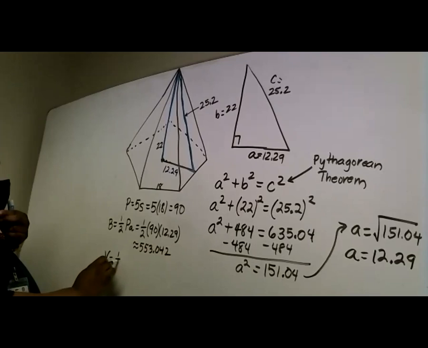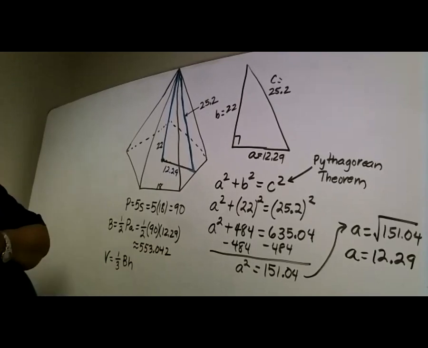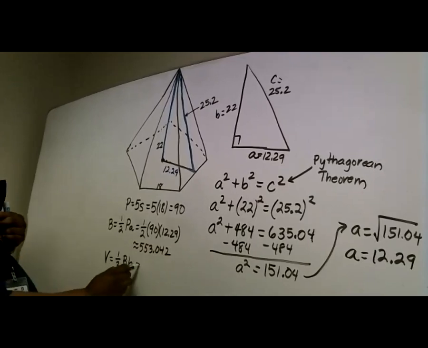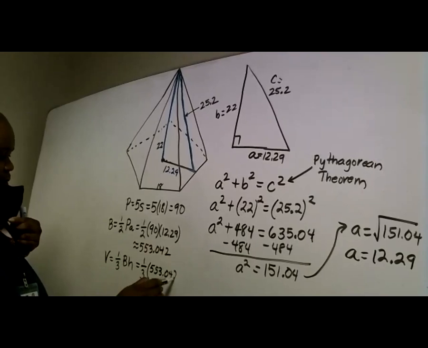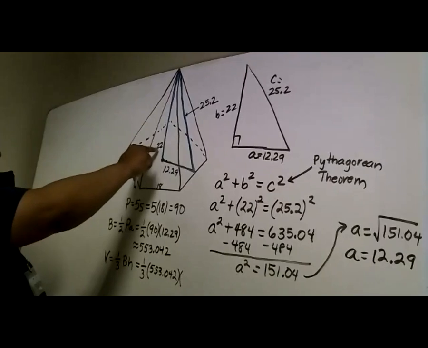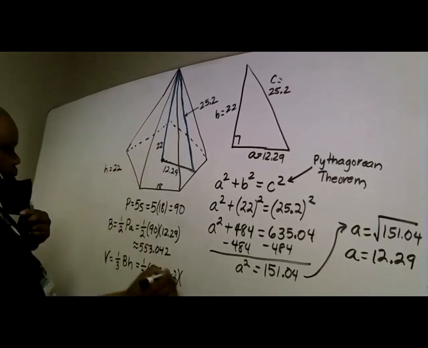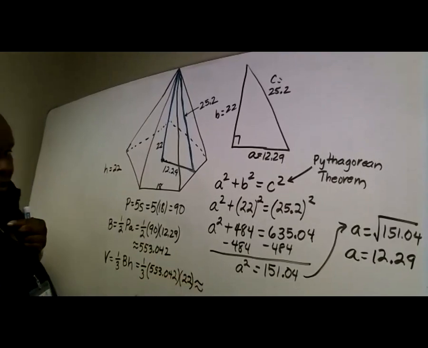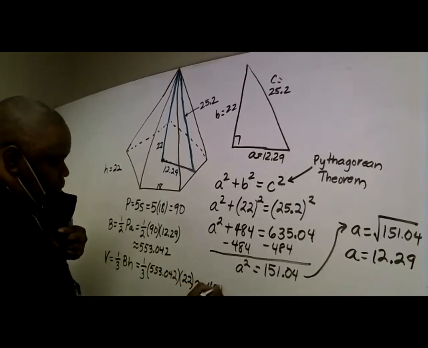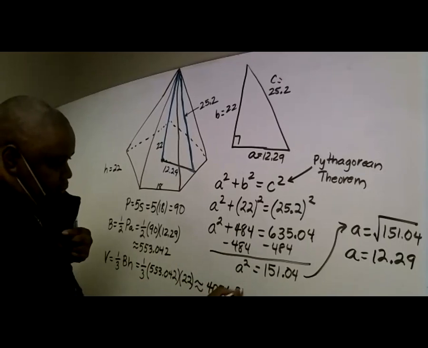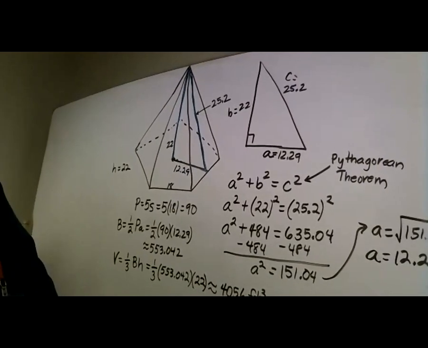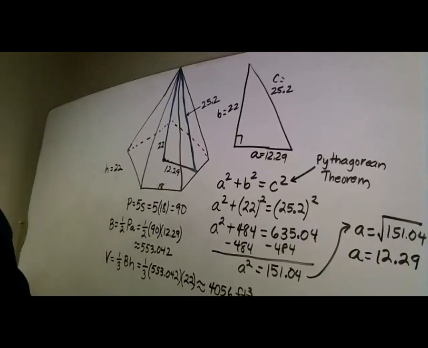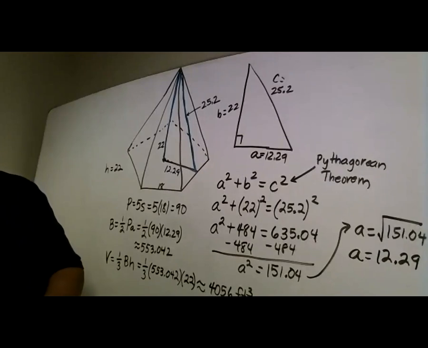And now for the volume, that's 1/3 the base times the height. So 1/3 the base, 553.042, times that height. In this case, the height there is 22. And this will be approximately, to the nearest whole number, 4,056 cubic feet. Okay, so that is the volume of that pyramid.